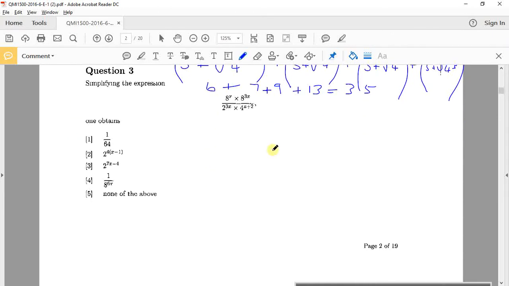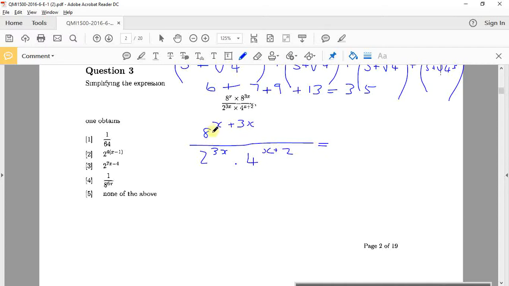Question 7 says simplify. Here you don't have a choice, you have to do mathematics because you've got an exponent with X. If I'm multiplying with the same base, what do I do? I add the exponents. So 8x plus 3x. 2 to the 3x times 4 to the x plus 2. So that I can add.